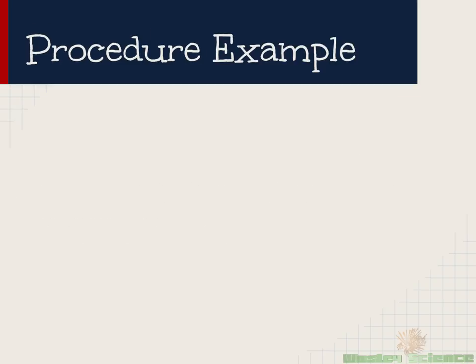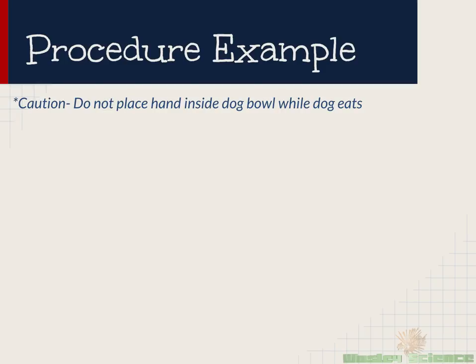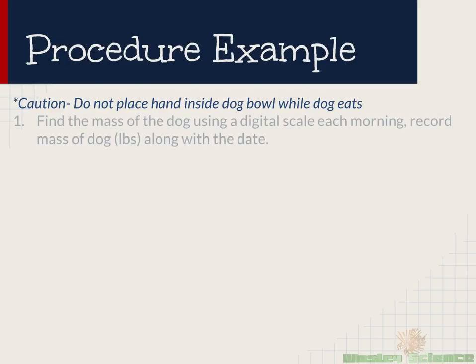Alright, we got to do our example here, and we're just going to keep it along with the theme of the overweight doggy. Caution, do not place hand inside dog bowl while dog eats. That was my safety step. That was the best I could come up with, guys. But notice that it's on the top. It's before even step 1. That's what I was trying to show you there.